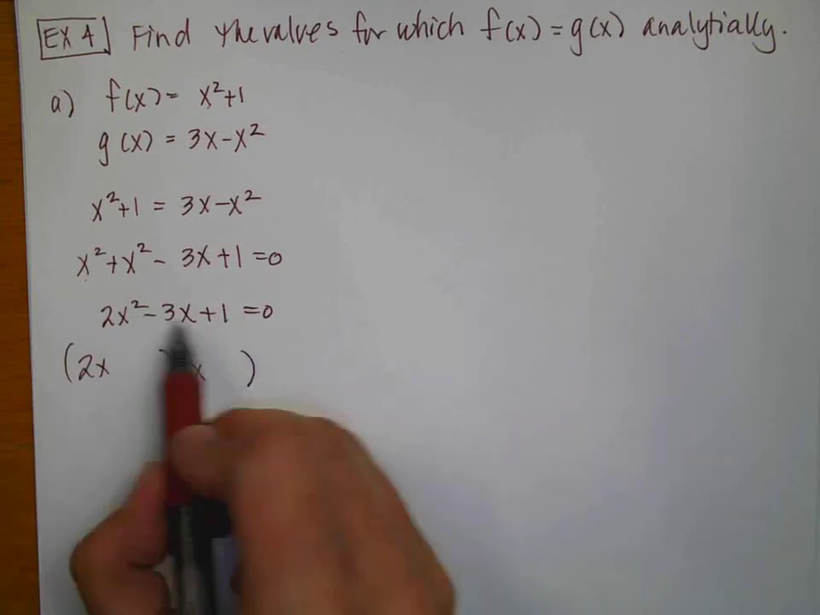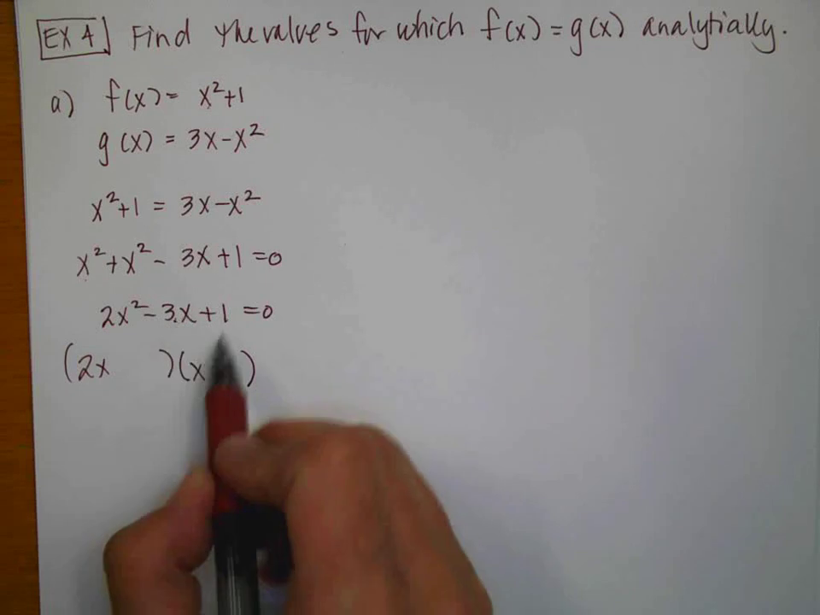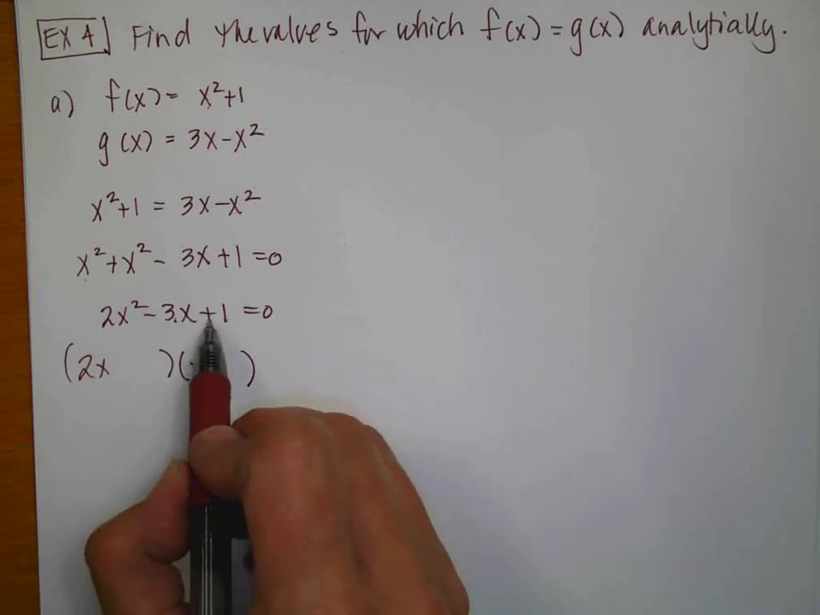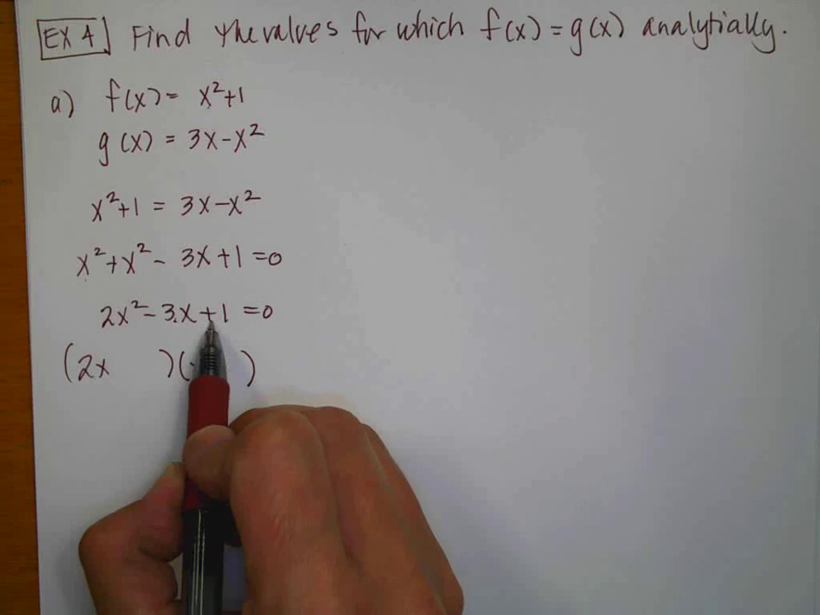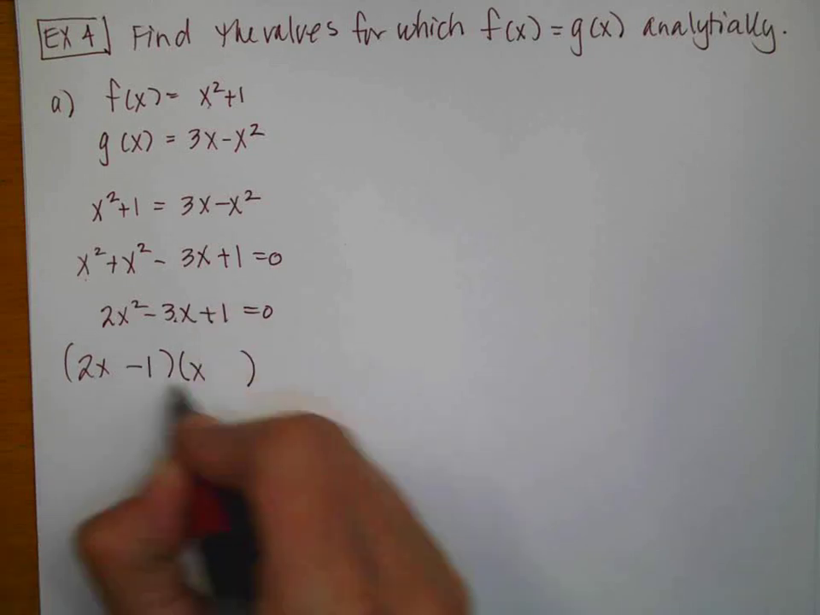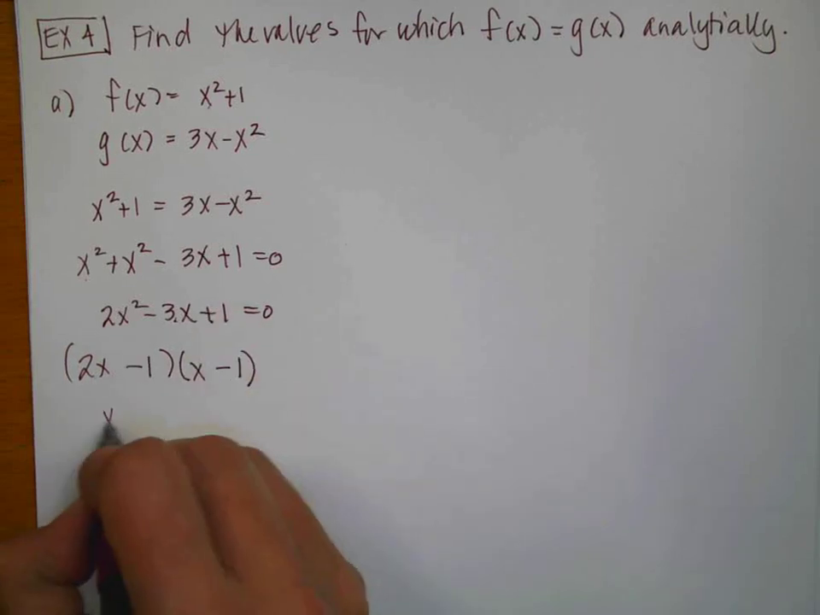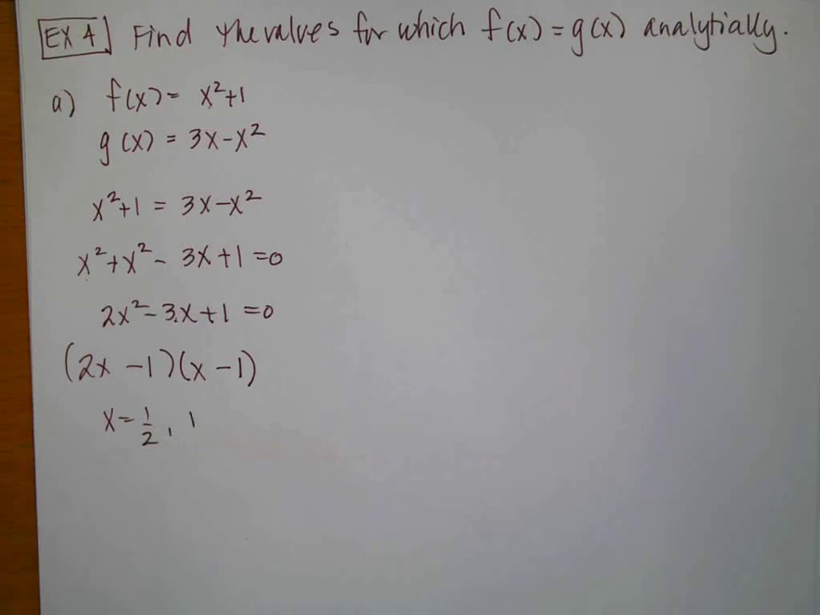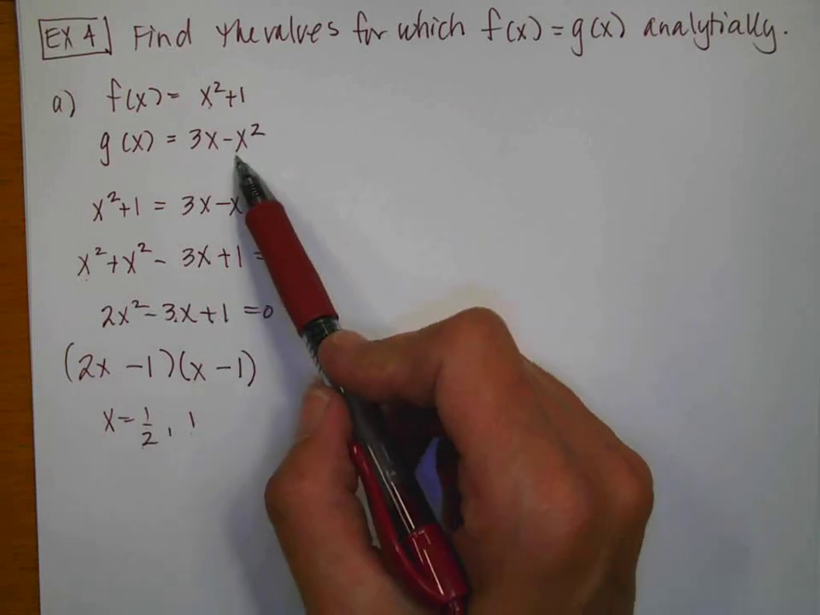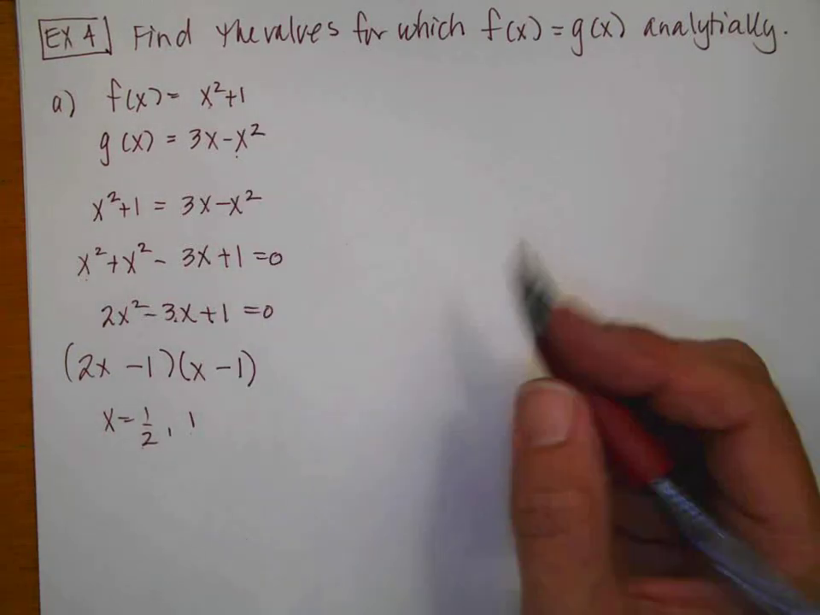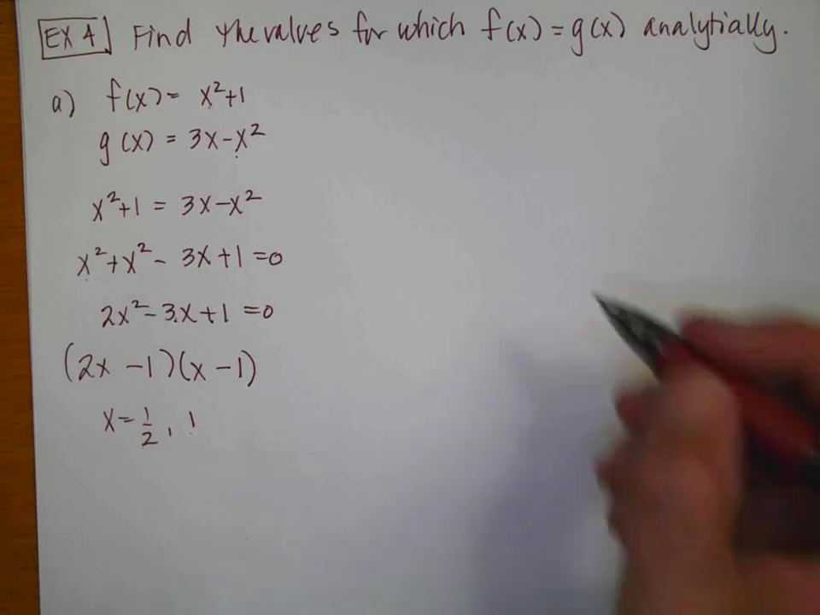So I'm going to write a 2x and an x. And then I need a 3 in the middle. So 2 plus 1 is 3. Both signs need to be the same, so I'm going to make this a minus 1 and a minus 1. So I get x is equal to 1/2 and 1. So when x is a half and x is equal to 1, these two equations will give you the same value.